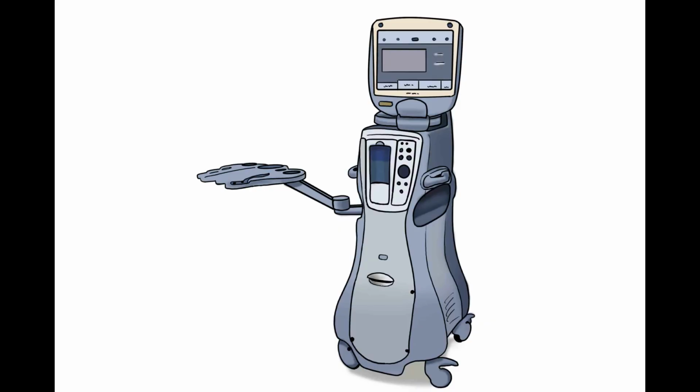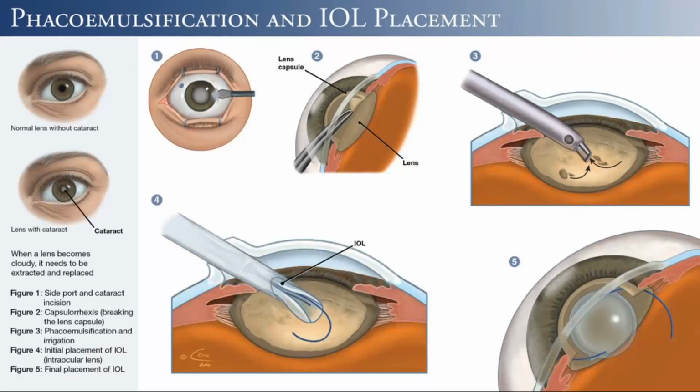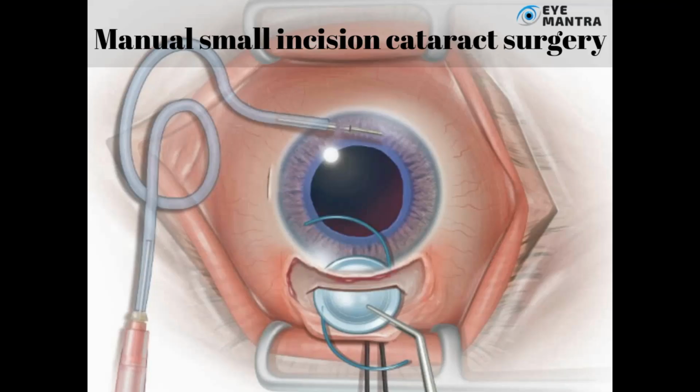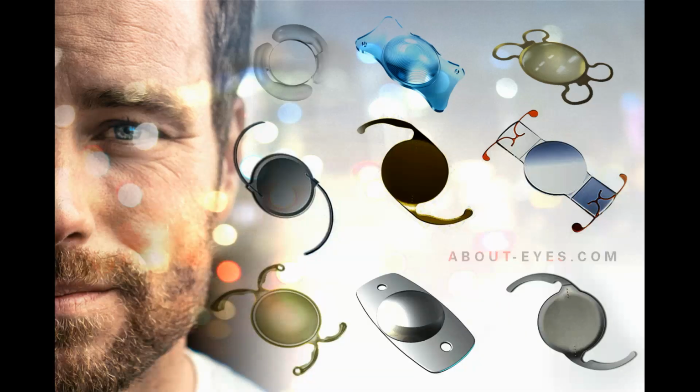And the third one, phacoemulsification, where a phaco machine is used which cuts the lens into small parts and then sucks it out. These are the steps involved in phacoemulsification. After each of these procedures, an intraocular lens is placed, which may be an anterior chambered lens, posterior chambered lens or iris supported lens. These are some types of intraocular lens.